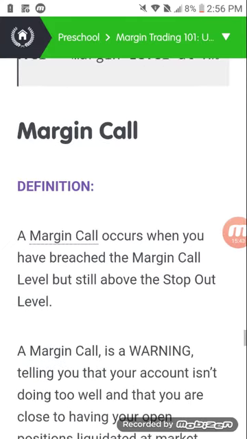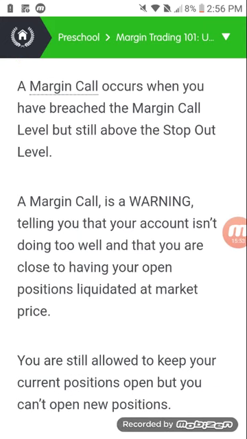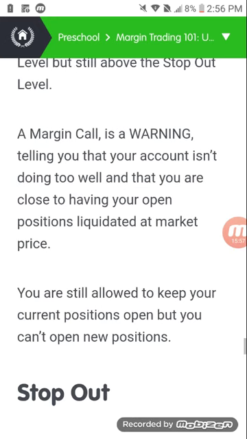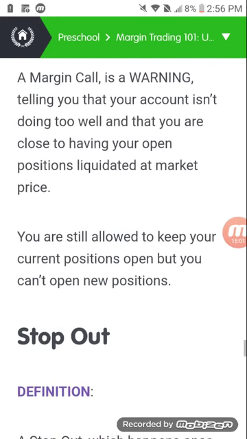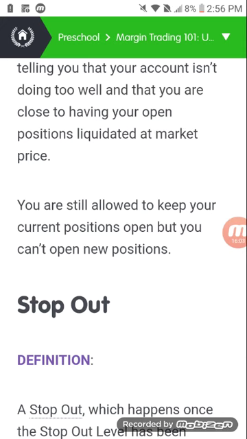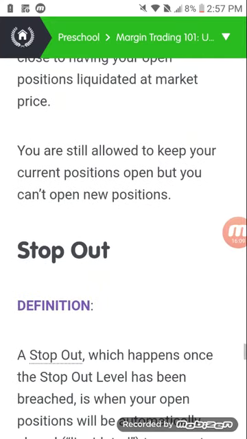Okay, so this is the margin call. Definition of a margin call: a margin call occurs when you have breached the margin call level but are still above the stop out level. A margin call is a warning telling you that your account isn't doing too well and that you are close to having your open positions liquidated at the market by your broker. You are still allowed to keep your current positions open, but you cannot open new positions. So that's what a margin call is.